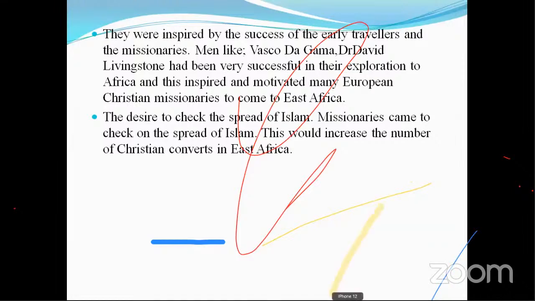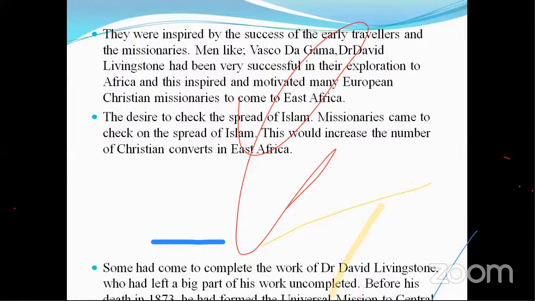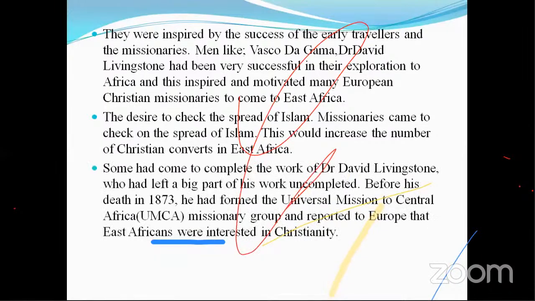I've already told you at the beginning that Muslims had already come to East Africa. They came in earlier than the missionaries. They had started spreading Islam on the coast of East Africa, and missionaries woke up a little bit late. So they decided to come to Africa, most especially East Africa, to stop or to check on the spread of Islam.